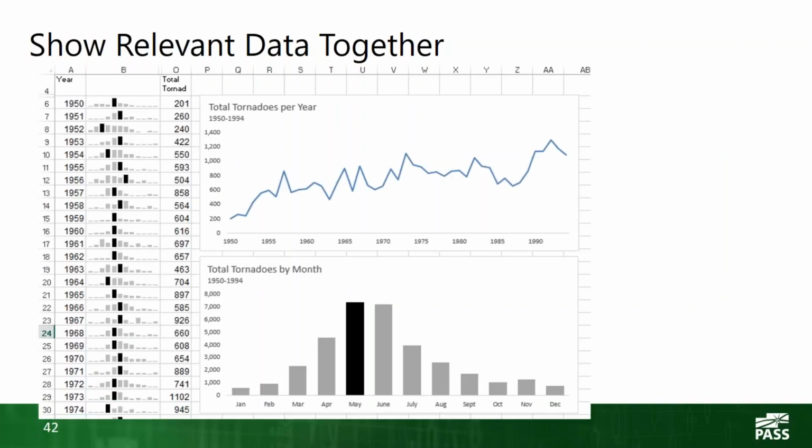And again, just to drive this point home, this is a typical dashboard. Often people will take these individual pieces, like the sparkline segment on the left, the total tornadoes per year on the right top, and the one below by month. They'll split them up into different worksheet tabs when that's not actually necessary. What helps in our understanding of this problem is to see it all together.